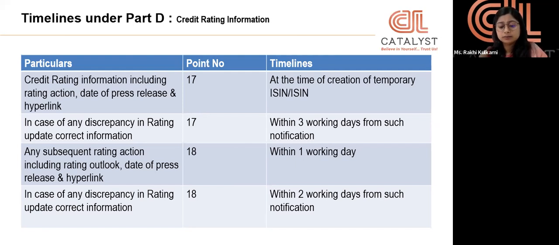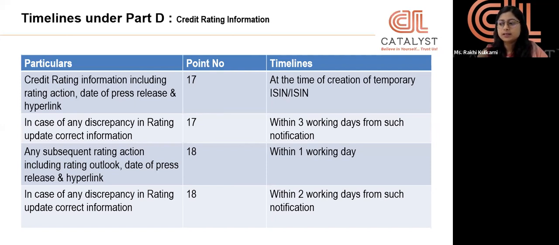Again, this will be validated or verified by the CRAs. If there is some discrepancy in the information updated in the system, then such discrepancy is required to be removed, or correct information is required to be updated within 3 working days. That is again to be done by the issuer or CRA. And in future, if there is some change in the rating during the tenure of the particular ISIN, such revision is also required to be updated in the system, again with the rating, outlook, press release date, and the hyperlink of the same, and that is to be done within 1 working day. Same, whatever the subsequent information is updated by the issuers will be verified by the CRAs, and such information can be updated by issuers or CRAs within 2 working days.